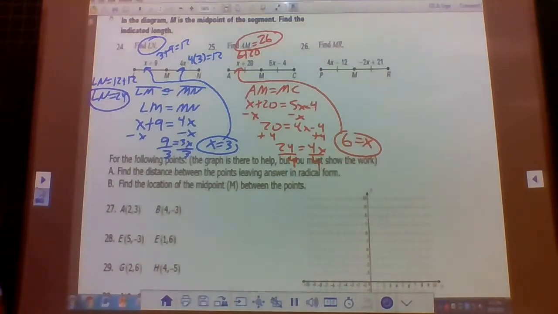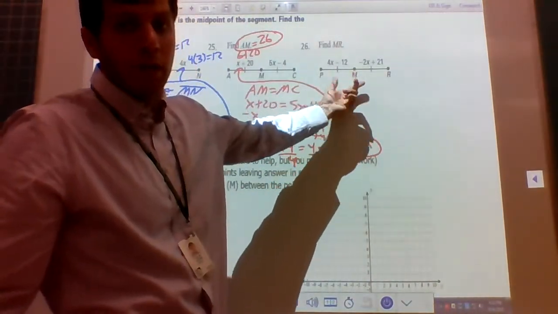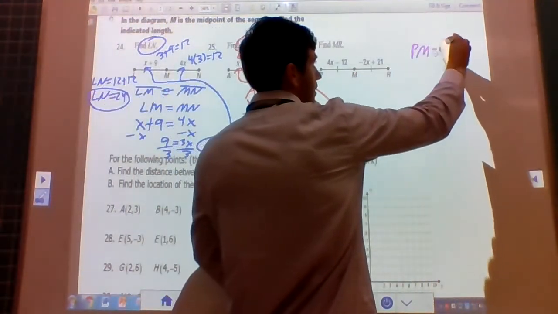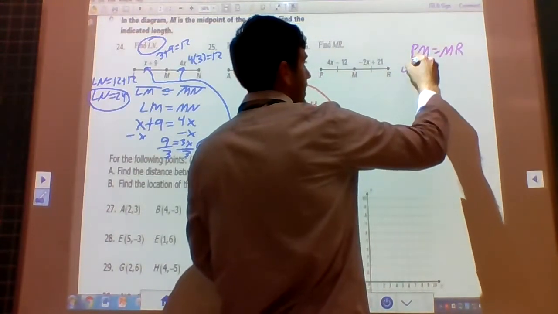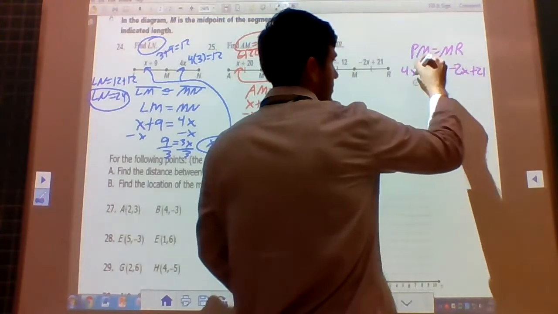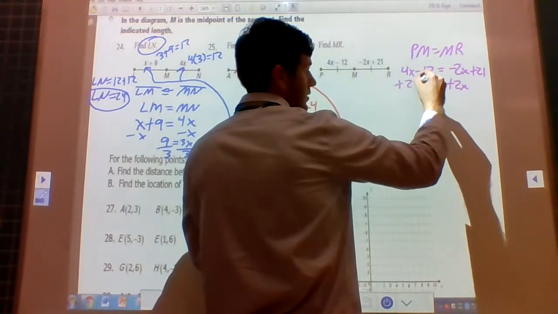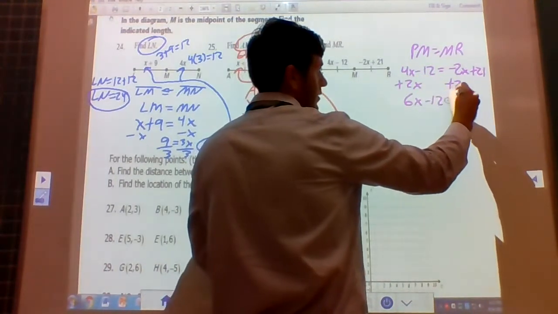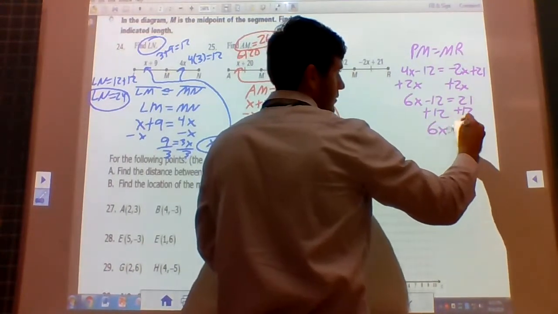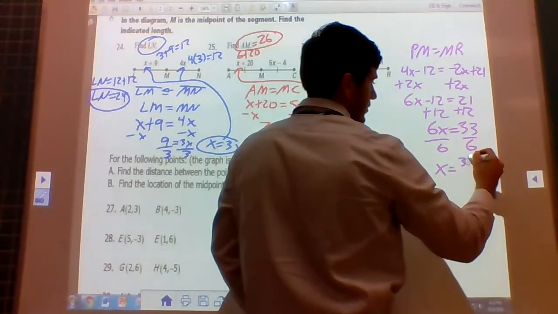The next one, M is the midpoint once again. So we know that segment PM is congruent to segment MR. So we know that PM equals MR. So 4x minus 12 equals negative 2x plus 21. I would add 2x to both sides. That's 6x minus 12 equals 21. We can add 12 to both sides. 6x equals 33. Divide by 6. x equals 33 over 6.